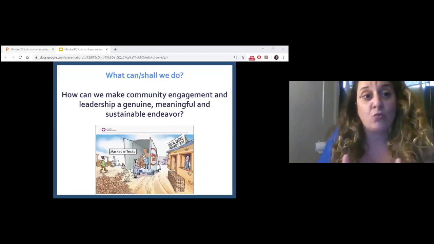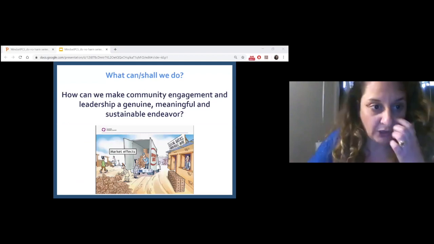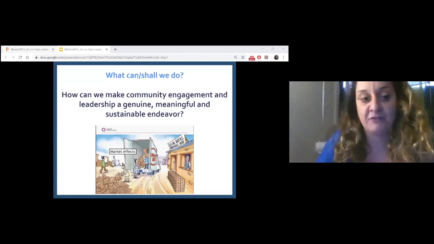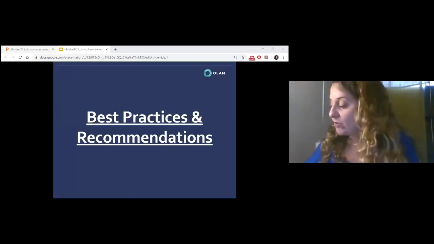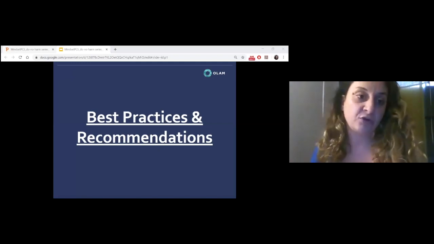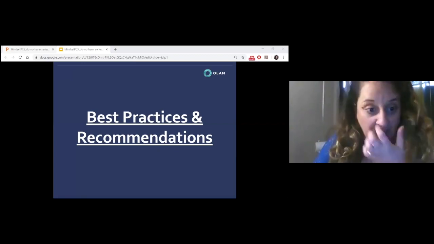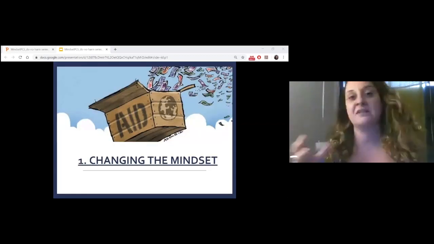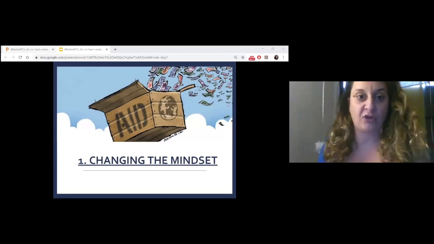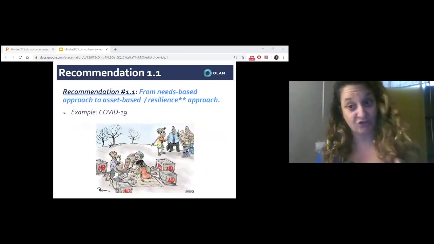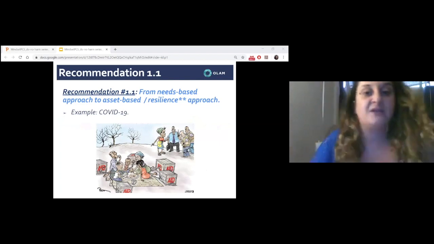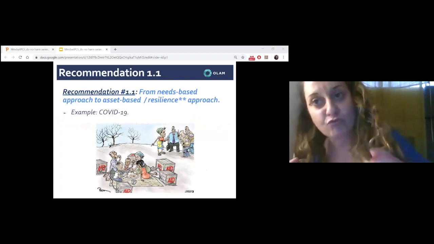So what can we do? What shall we do to make our community engagement as sustainable, as genuine, as meaningful as possible? Here I want to share with you a set of recommendations that I've organized according to 3 main categories. The first category is changing the mindset, changing the way we think and do the work that we do. And the first recommendation here is about moving from a needs-based approach to an asset-based approach, to a resilience-oriented approach.